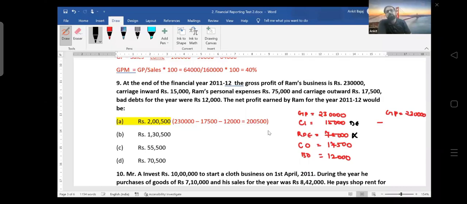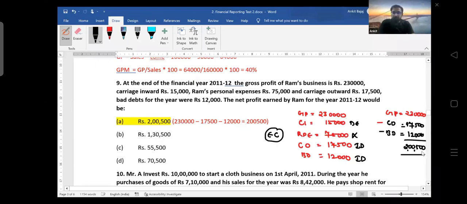Then personal expense, we don't include personal expense because of the entity concept, right? What does the entity concept say? That you can't record personal expenses into the books of business. Carriage outward is an indirect expense that you will be including, right? And bad debt is also an indirect expense. So here you will be reducing carriage outward and bad debt, that is 17,500 and 12,000 rupees, right? So 17,500 plus 12,000 is 29,500. So here what is going to be the answer? Answer is going to be 2,500 rupees, right? Hopefully you understood this concept.